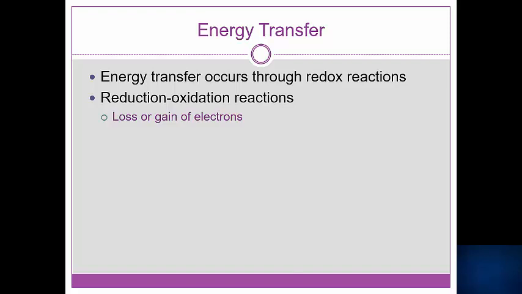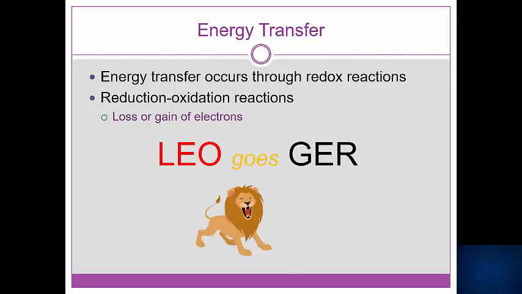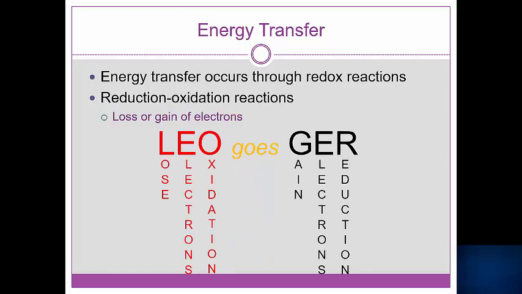Redox stands for reduction oxidation. These reactions involve the transfer of electrons from one reactant in a chemical reaction to another reactant in that same reaction. One mnemonic device you can use to remember what redox reactions involve is LEO goes GR. In this mnemonic, LEO stands for loss of electrons is oxidation, while GR stands for gain of electrons is reduction.